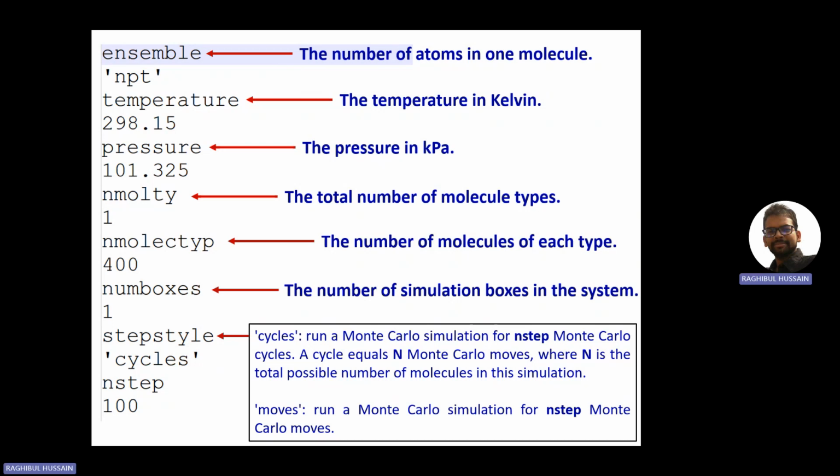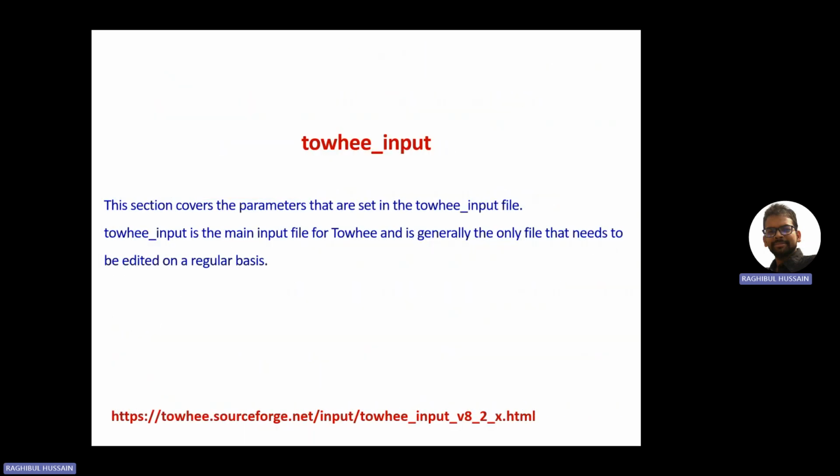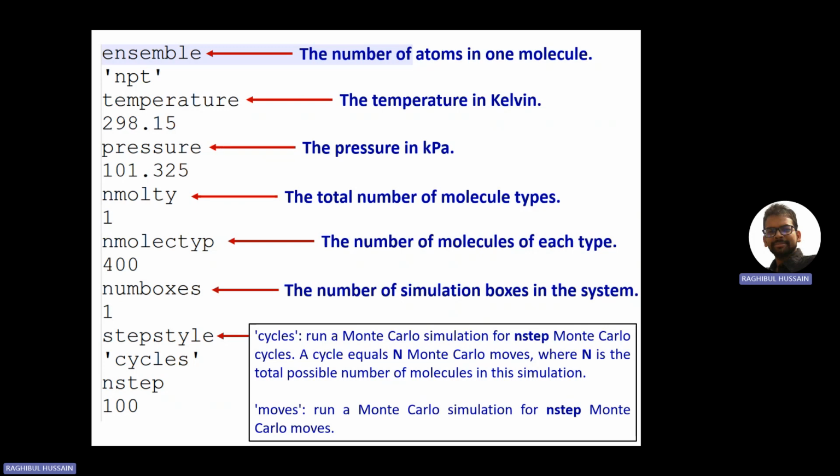No, 100. 100 will be the first system. 200 will be the last system. We can say 100. So whatever towhee_input we have taken from somewhere, now change all the inputs as per your problem statement.